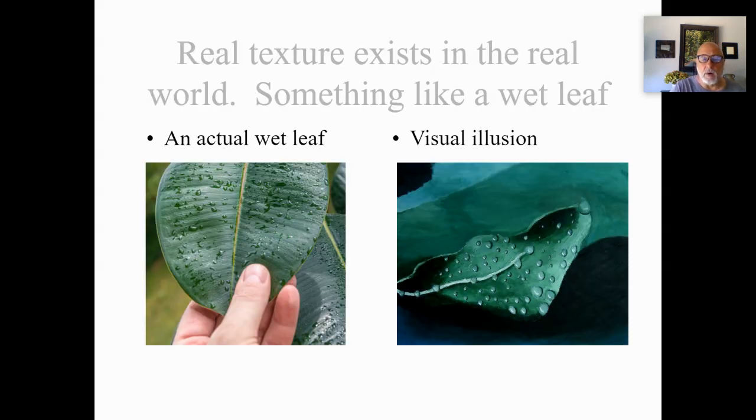So you can have a real texture that is actual or visual. A leaf exists in the real world. So these are both real images of real things, real textures. The one on the left is the actual wet leaf that someone is touching. The one on the right is a visual illusion. So the left is a real actual texture. The one on the right is a real visual texture.